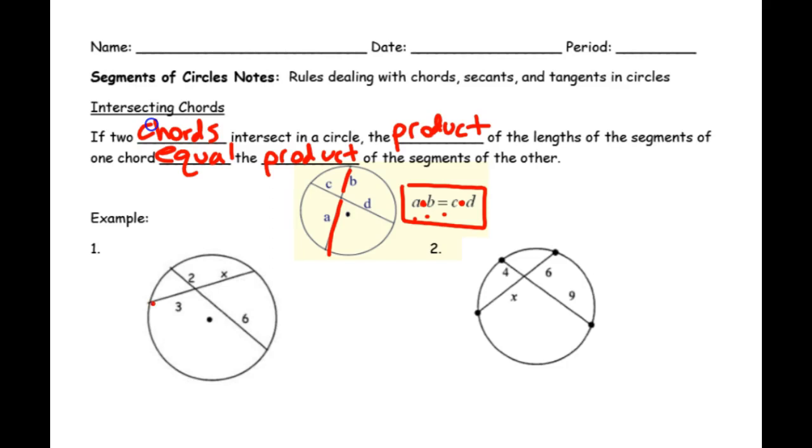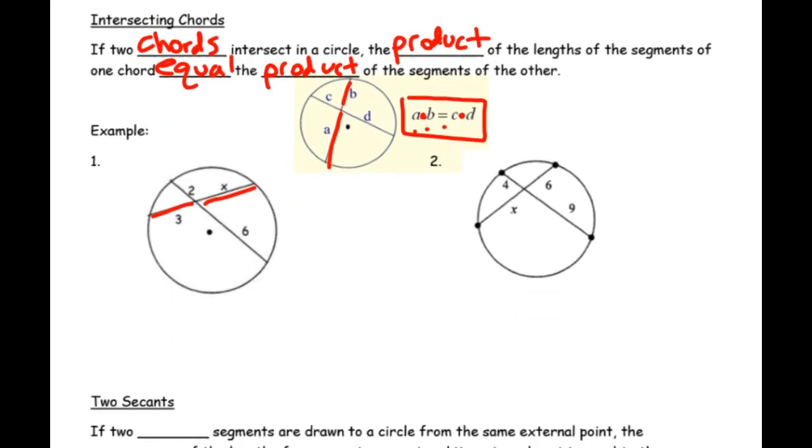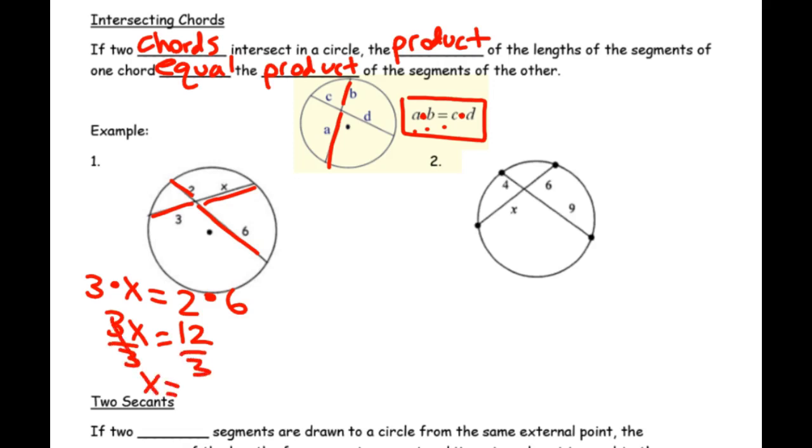Here's a chord. What do I do with these two parts of the chord? Multiply. So let's do that. 3 times x equals, and on the other chord, 2 times 6. So 3 times x gives us 3x. 2 times 6 is 12. That's my last step. Divide by 3 and I get 4. 12 divided by 3 is 4.